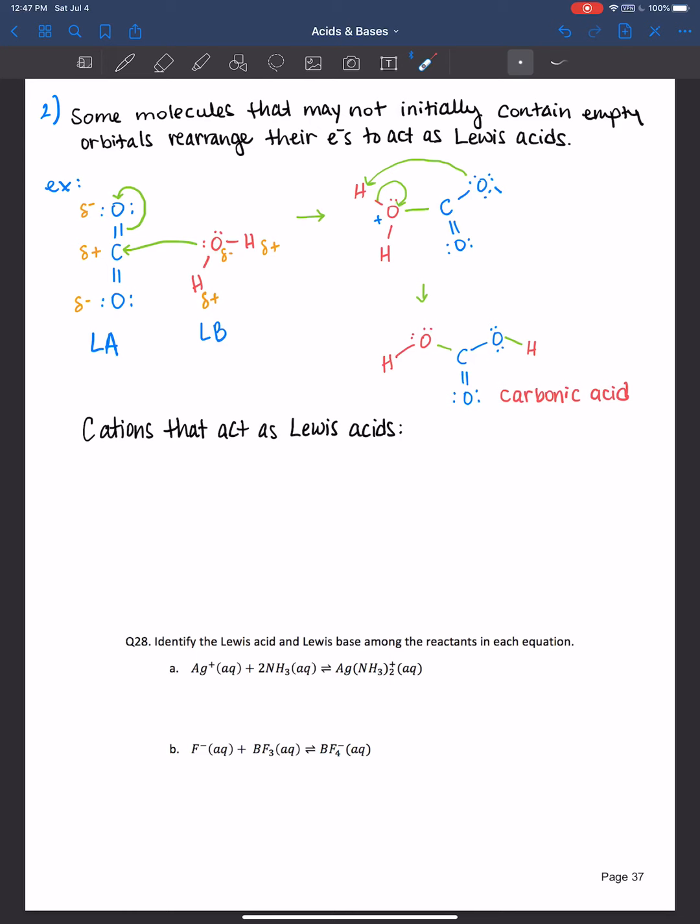Finally, there are cations that can act as Lewis acids as well. We've seen that before a little bit in a previous video, when I talked about aluminum and how cations can act as weak acids and ionize water to a small extent. So this is the formation of that coordination compound. So we have 6 waters.